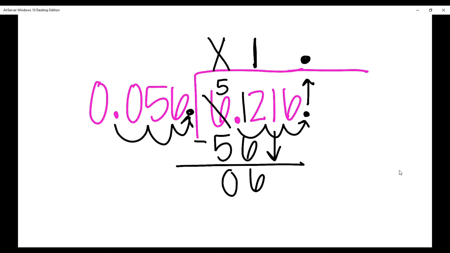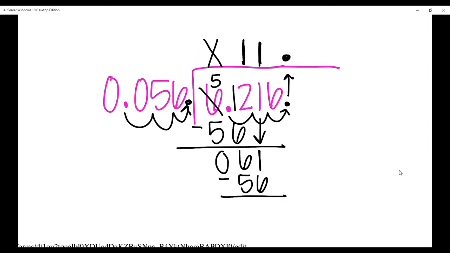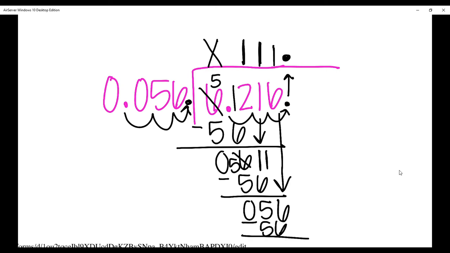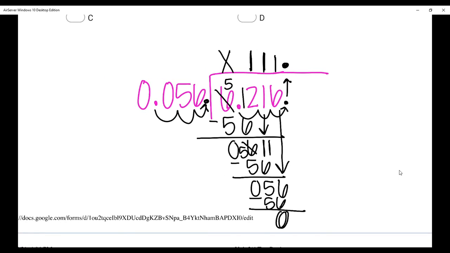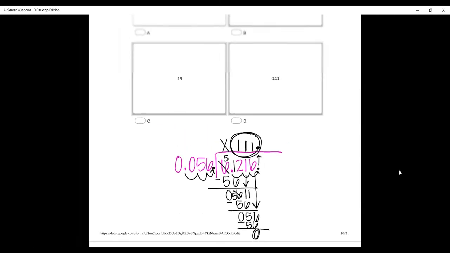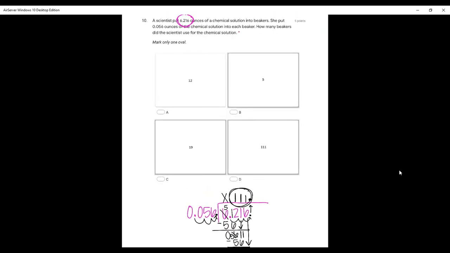Now I'm going to bring down my 1, and I know 56 can go into 61 one time. So I'm going to do 61 minus 56. I'm going to make this a 5, this an 11. 11 minus 6 is 5. 5 minus 5 is 0. Then I'm going to bring down my 6. 56 goes into 56 one time, and that's exactly. So my answer should be 111, which is answer choice D.